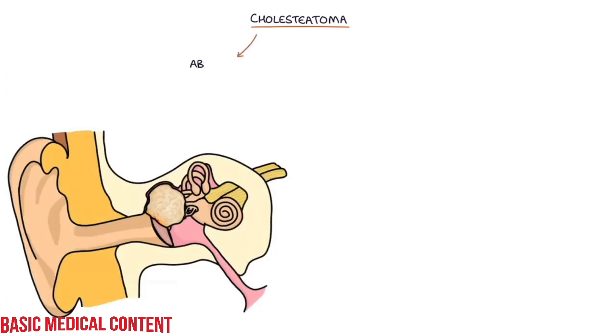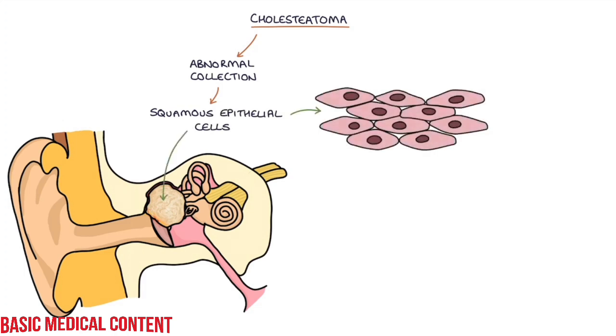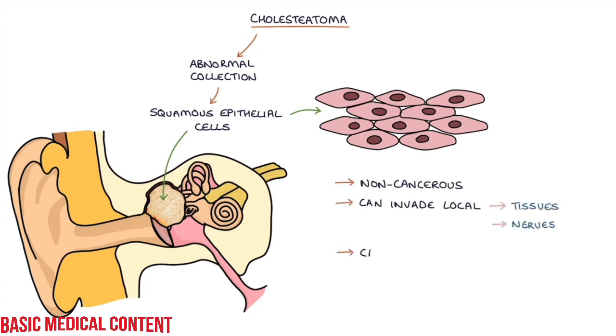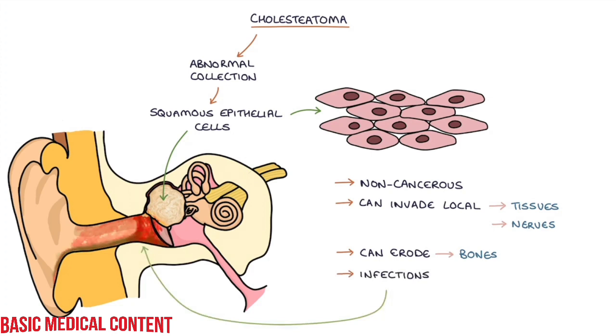In this video, I'm going to be going through cholesteatomas. A cholesteatoma is an abnormal collection of squamous epithelial cells in the middle ear. It's non-cancerous, but it can invade local tissues and nerves, and it can erode the bones of the middle ear. It can also predispose to significant infections. Confusingly, cholesteatoma has nothing to do with cholesterol or a tumour.